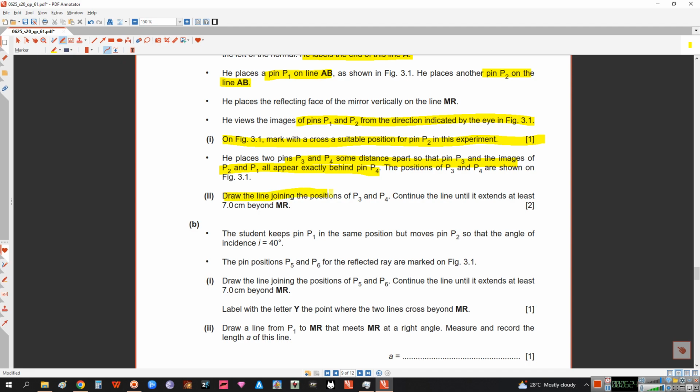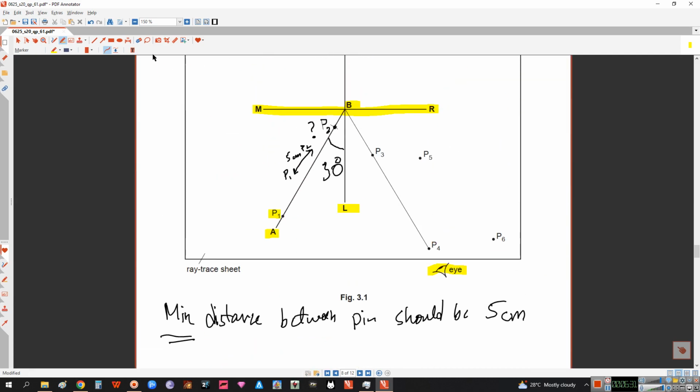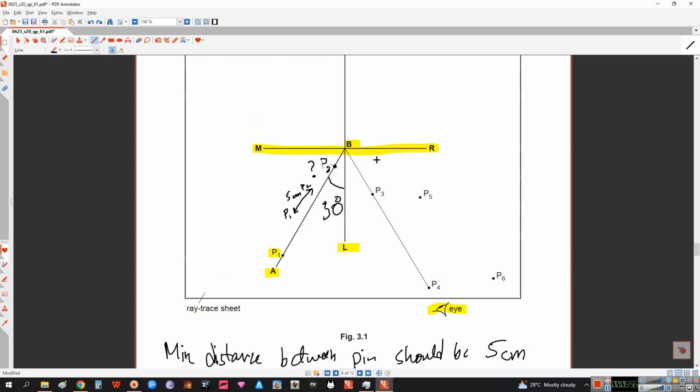So draw a line from P4 and continue the line until it extends 7 centimeters beyond MR. First we need to measure how much this is from here to here. This is about 7.1. And I will further extend it by 7 centimeters, so I need to go at least to 14.9. Let me just drag the image a little bit up. Okay, there we go.